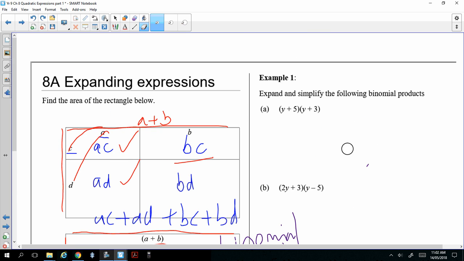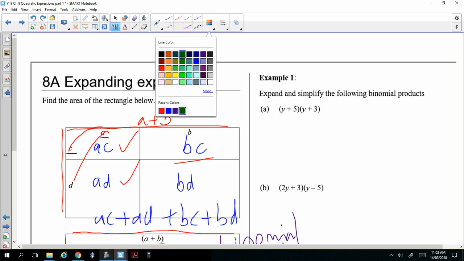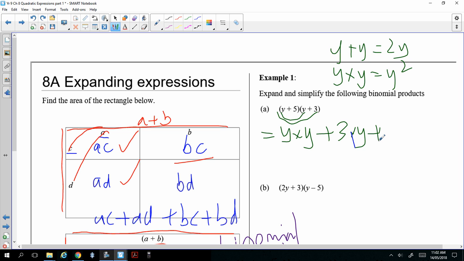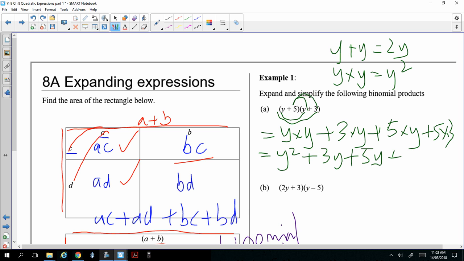All right, the first question. What you have to do is, y times y is y squared. Careful. So you get y times y plus 3 times y plus 5 times y plus 5 times 3. Get the idea? Now, what do you get? You get y squared plus 3y plus 5y plus 15. Any like terms? Yes, 3y and 5y. What do they add up to? 8y plus 15. Perfect.